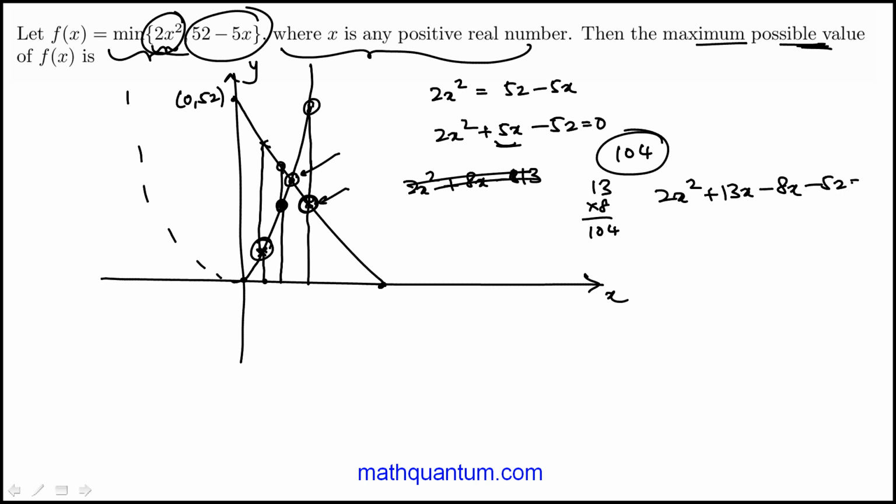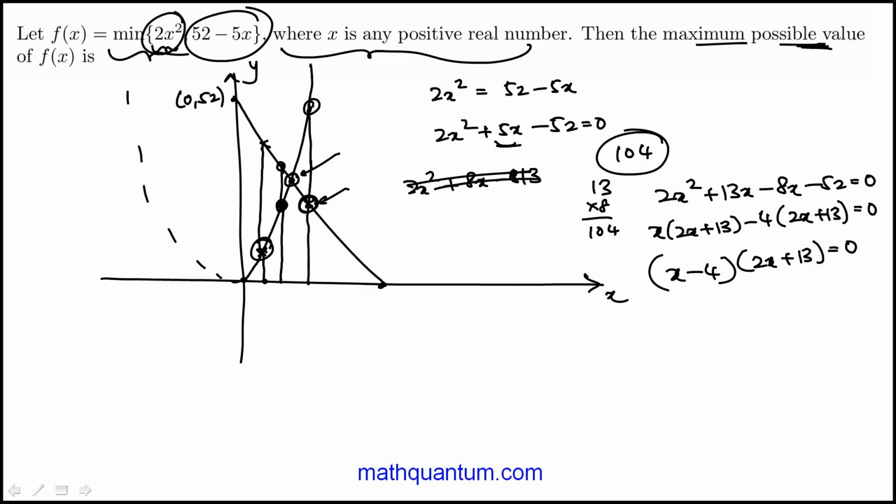Then I factor out an x. I just do this in pairs, factor out a 4 here, and then I would get 2x plus 13. Some of you might be able to factor it immediately into that, but I usually do these steps. So two possible values for x. Since we're constrained to positive real numbers, x has to be 4.